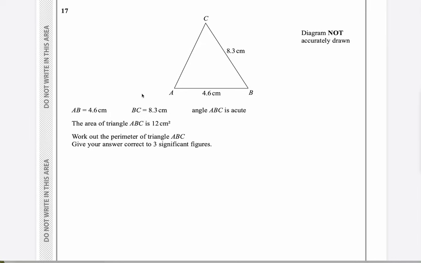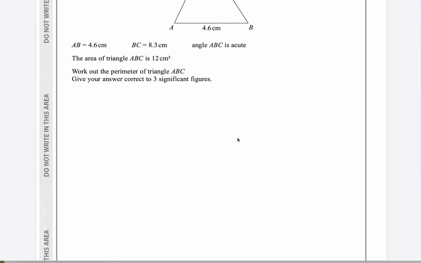AB is 4.6, BC is 8.3. ABC is acute. The area is 12. Work out the perimeter of the triangle. Give your answer to 3 significant figures. Okay, perimeter, guys, I need to find this side. Okay, it's a triangle. Now, guys, I'm just going to check.